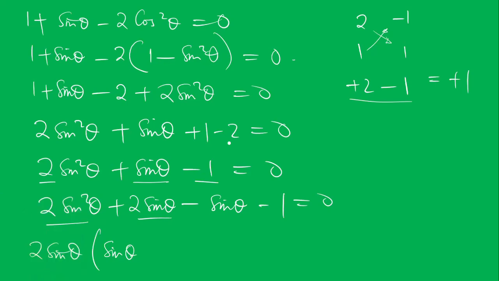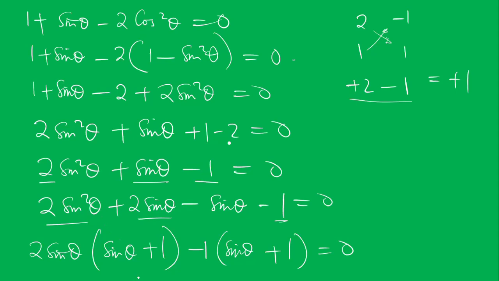You're left with sine theta. Now, if you use this sine square theta to divide these two sine theta, you have plus 1. Now, what is common here? You have minus 1 that is common. If you use minus 1 to divide minus sine theta, you have sine theta. If you use minus 1 to divide minus 1, you have plus 1, which is equal to 0. So minus divided by minus is plus.